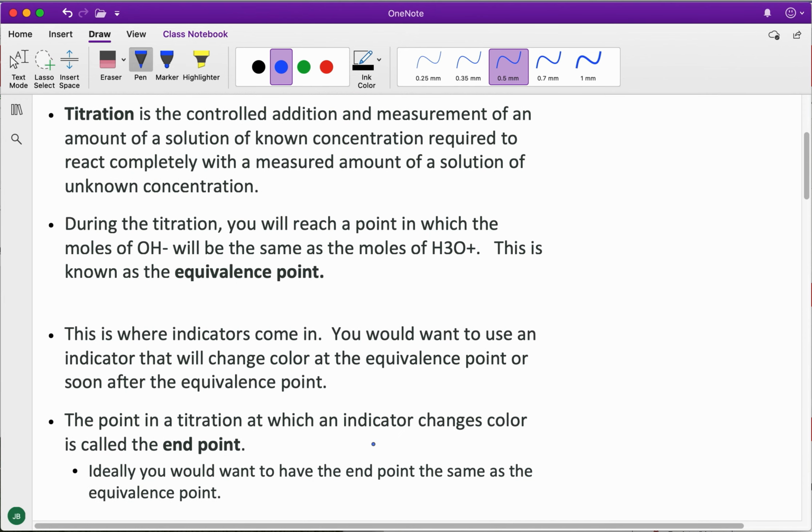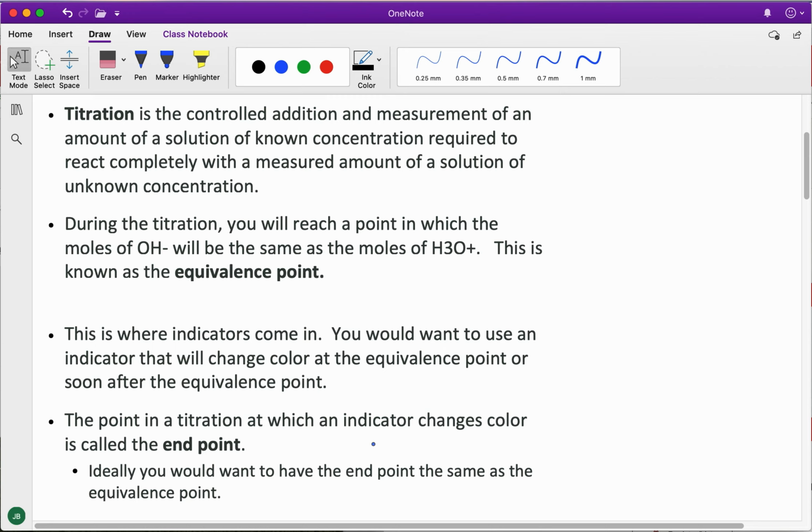During the titration, you will reach a point in which the moles of hydroxide equal the moles of hydronium. This is known as the equivalence point. So this is a very important term for you to understand. You will hear this term a lot when you're doing titrations, because what you're trying to do when you do a titration is to get to this equivalence point. Now, how do you know that you got to the equivalence point? This is where the indicators come in.